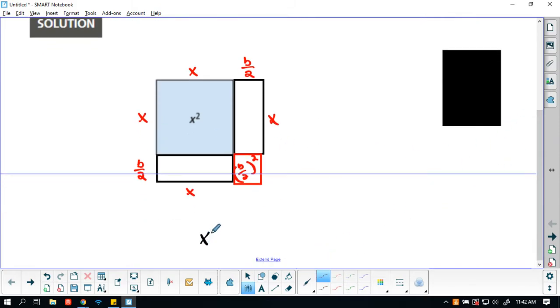So for this full area, what we have here is x squared plus, let's see, we have two of these, 2 times b divided by 2 times x, plus this last square, which is b divided by 2 squared.